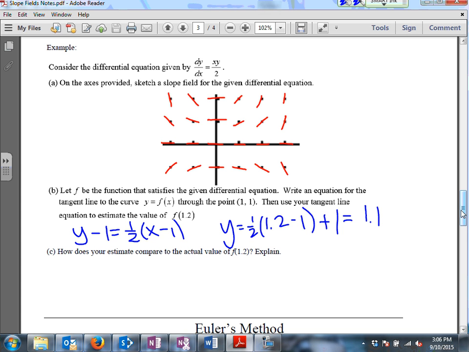Underestimate there because it's concave increase. It actually doesn't matter if it's increasing or decreasing. If we look at the solution curve at (1, 1), we have a curve that is concave up, which means our tangent line is sitting below the curve. And so our y values are below the curve, and so it is an underestimate.